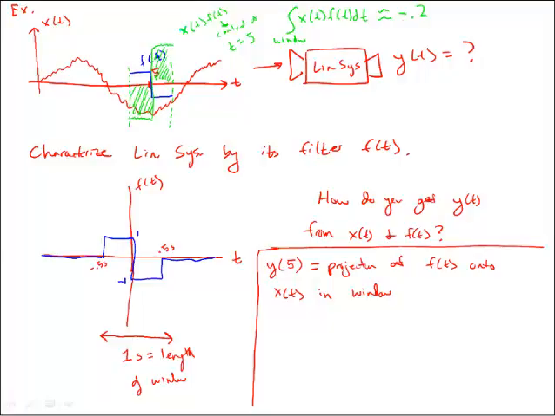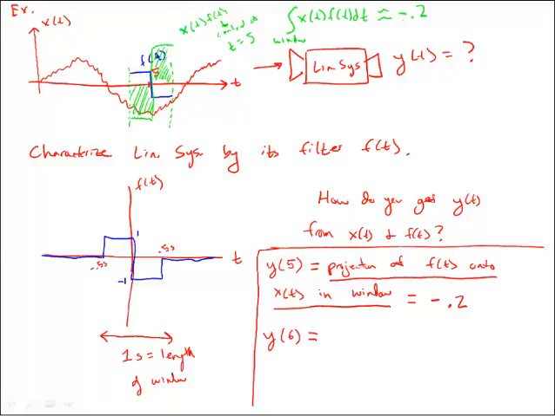It was the projection of our filter onto x of t, where we center the window at the current time. So that equals minus 0.2. Not too bad, right? What if we wanted to find y of 6?